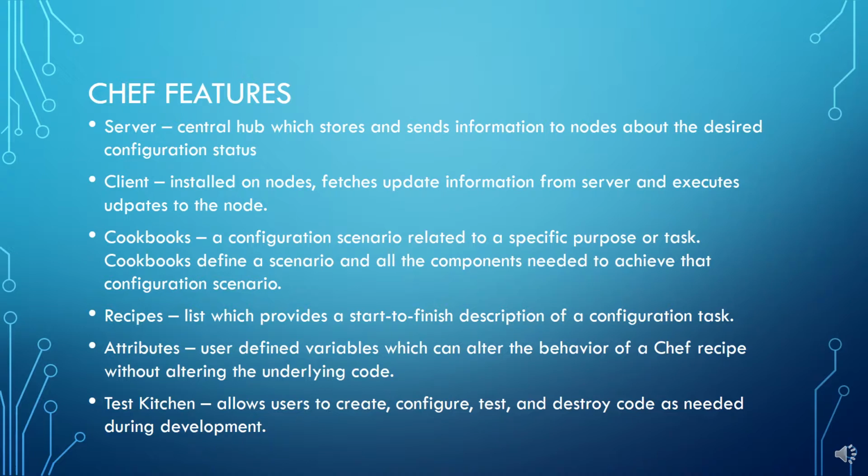So Chef also has these things called cookbooks. The cookbook is a configuration scenario. It's related to a specific purpose or task. It defines the scenario and all of the components that are needed to achieve that configuration scenario. So all of the things that are needed to be in this particular version at this particular time. You can kind of think of this as a traditional cookbook.